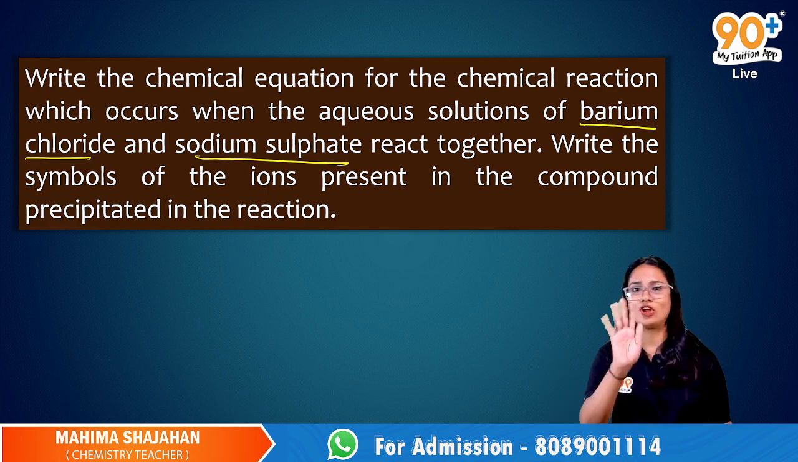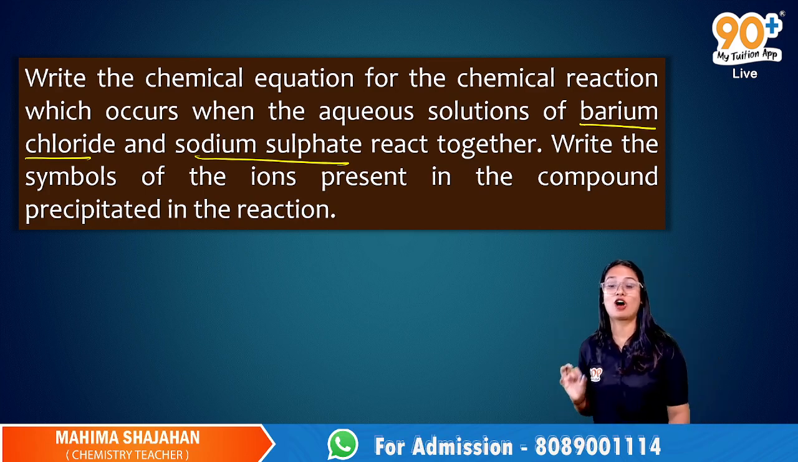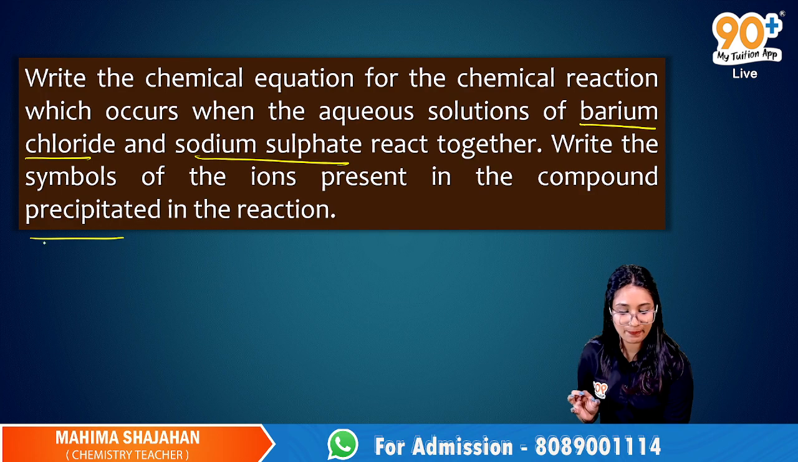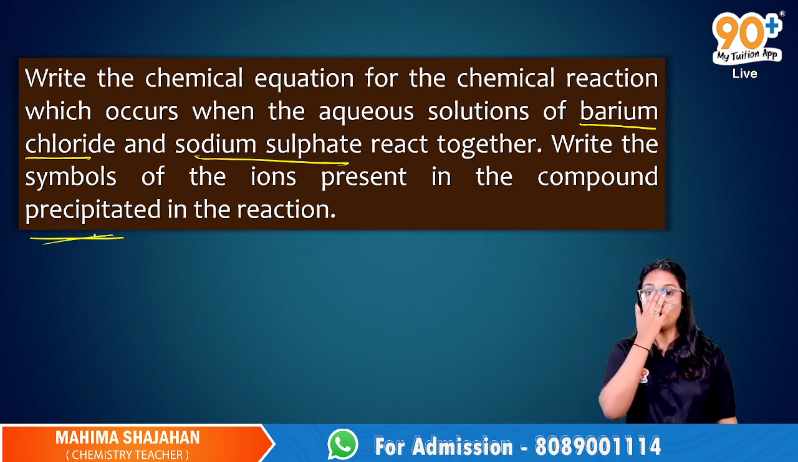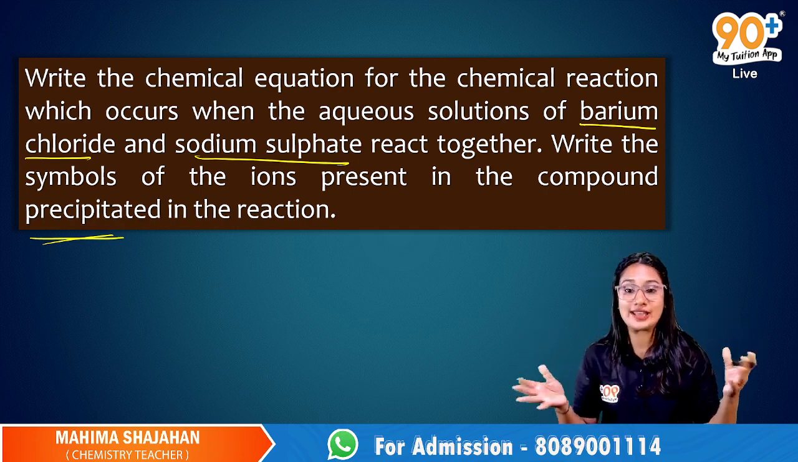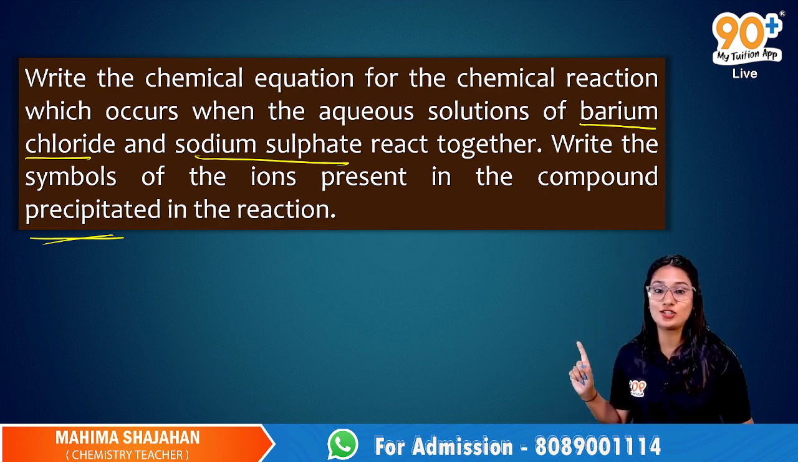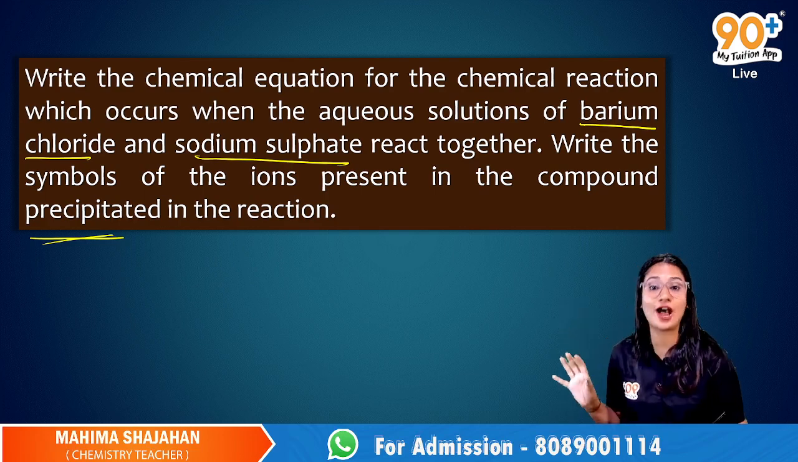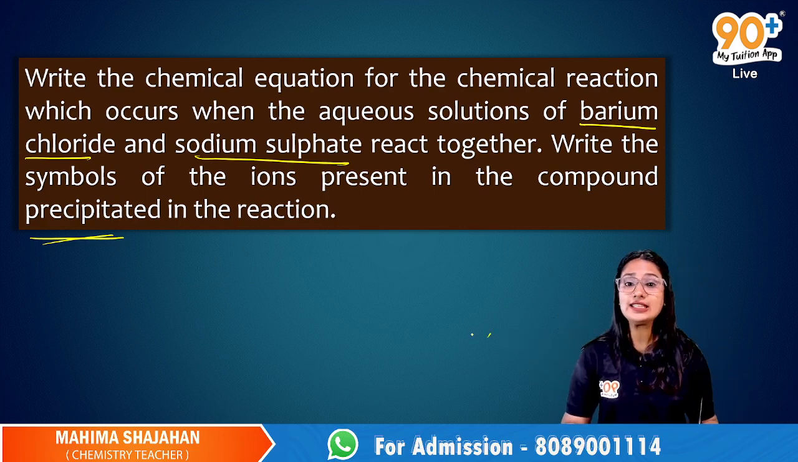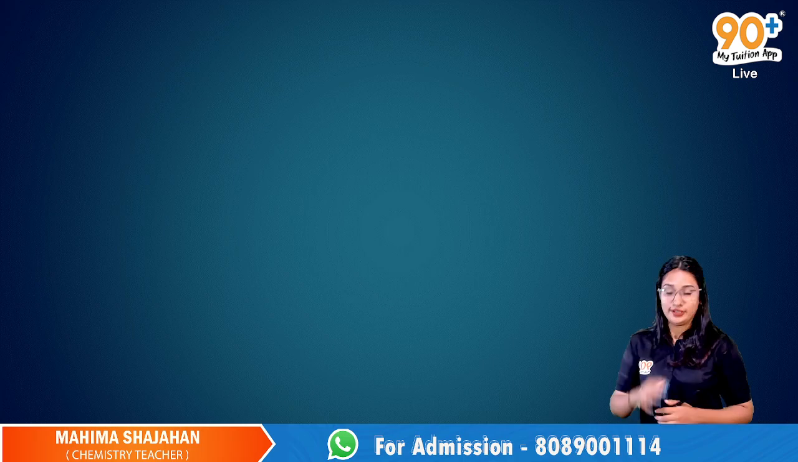Not just that, you also have to write the symbols of the ions present in the compound precipitated in the reaction. So when sodium sulfate and barium chloride are mixed together, you will get a precipitate, and they've asked you to write the symbols of the ions present in that precipitate. So shall we go and see the reaction first? Okay, let's see the reaction.